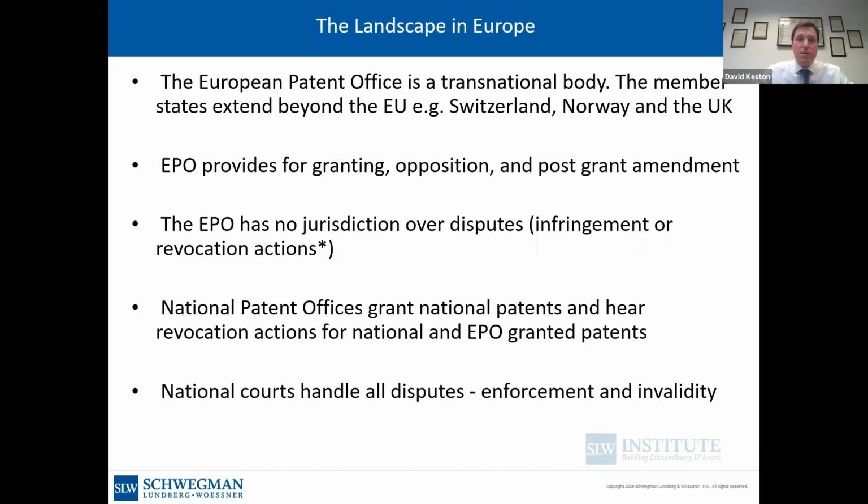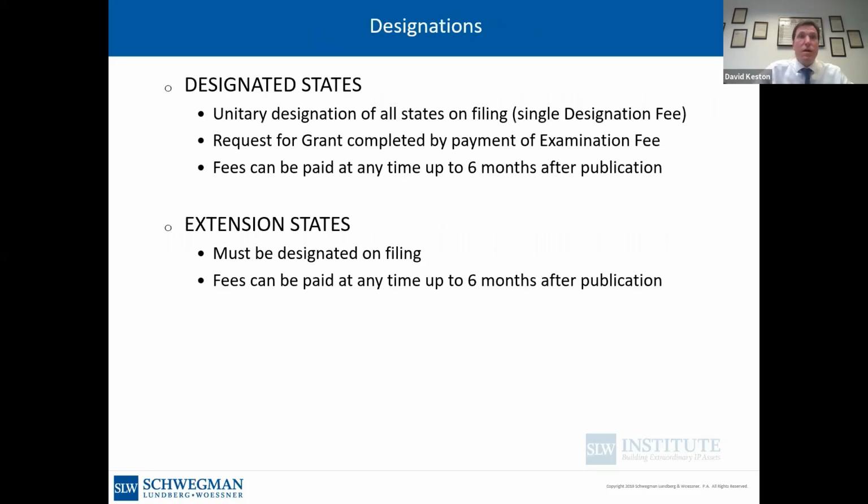Just to remind you that in the process of prosecuting a European patent, it is necessary to designate the states. Luckily now you designate all of the states in one go with a single fee, and you request grant simply by paying an examination fee. These fees together can be paid up to 6 months after publication. And indeed, if you choose not to go ahead with it, one can get at least the examination fee back if you don't request it soon enough.